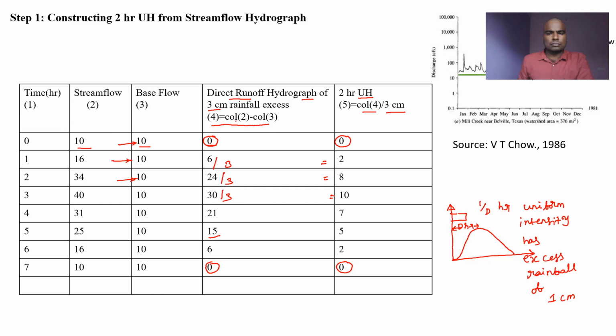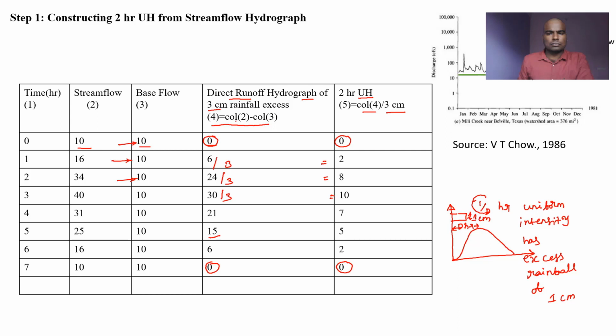So what is that 1 by D? 1 by D, sir? 1 by 3, not 1 by D. You have written uniform intensity. So this will be the uniform intensity of the rainfall? Yes, of the rainfall. This is the definition of unit hydrograph. Similarly, if you go for the T hour unit hydrograph, then it will have 1 by T hour uniform intensity. Okay, so this is step 1.